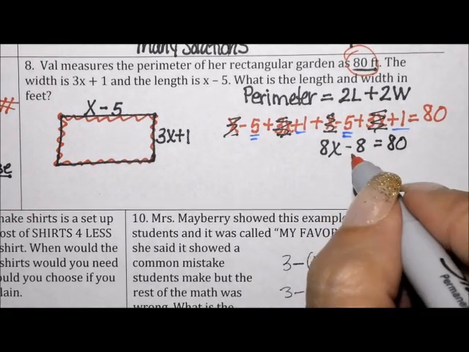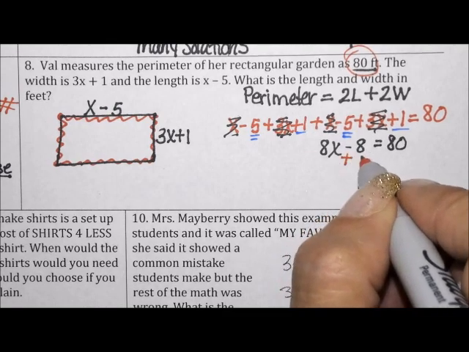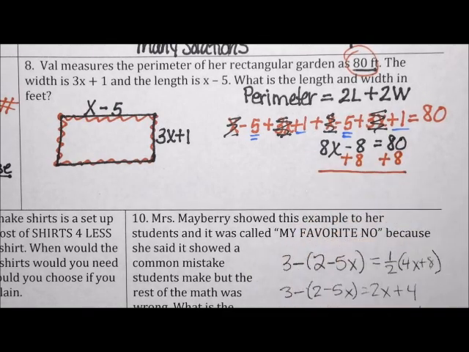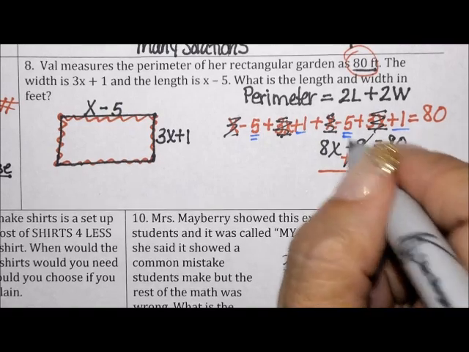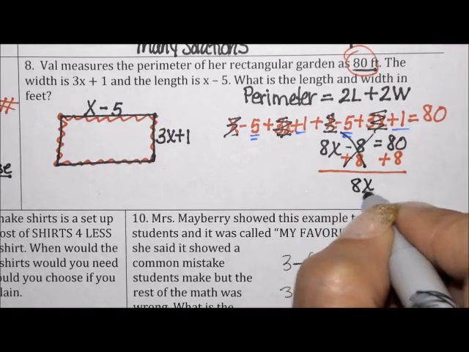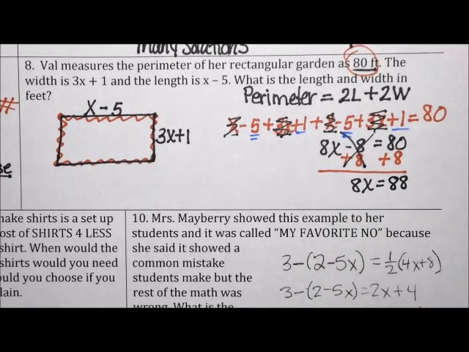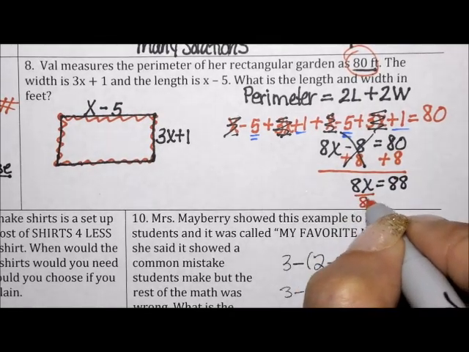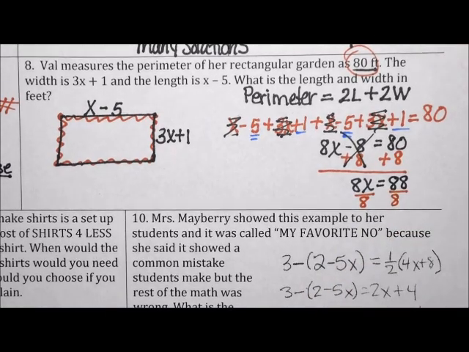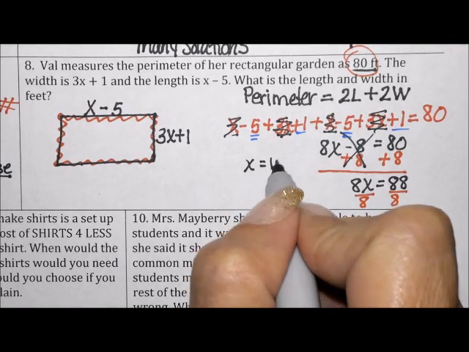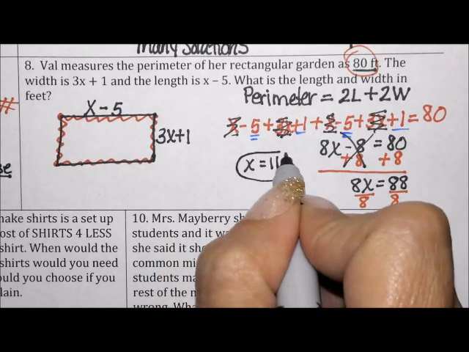Remember that perimeter problem we did on that Freyer model? I told you I'd come back to haunt you. I'm going to add 8 to both sides. So 8x equals 88. Inverse here, divide both sides by 8, and x equals 11. Now, let's go back and double check.